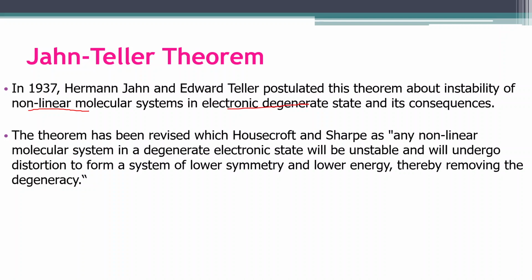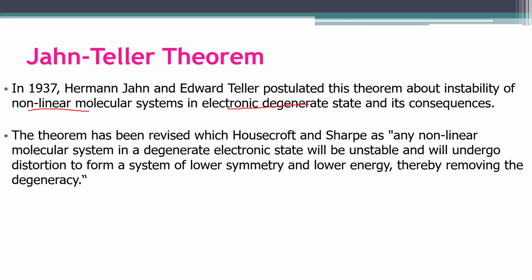What are these non-linear systems? We know the molecules can be classified as linear molecules and non-linear molecules, and this is applicable for systems which are non-linear, like the octahedral systems we are taking, or the tetrahedral systems. Most probably, we are taking octahedral systems here, and if these nonlinear systems are in an electronic degenerate state, they will be unstable and there are consequences.